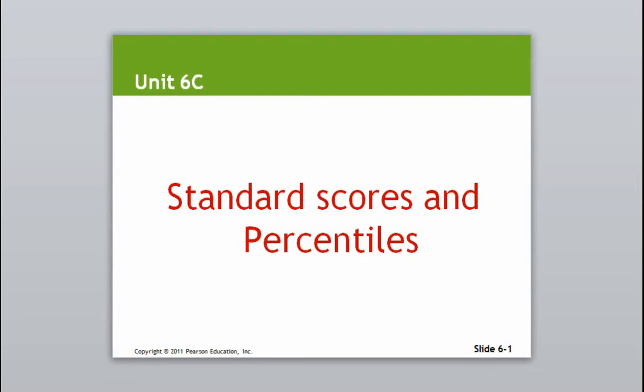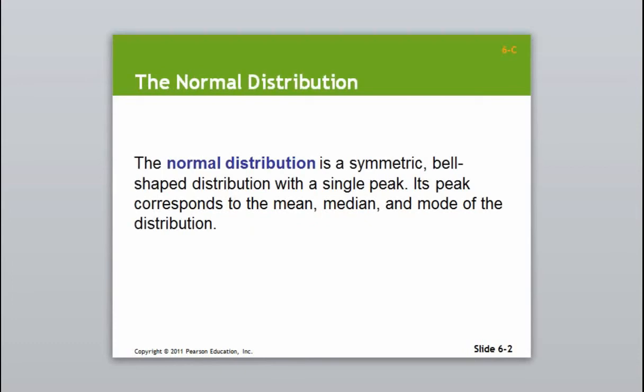In this video, we're going to talk about section 6C, specifically about standard scores and percentiles. But before we can get to standard scores and percentiles, we need to talk about the normal distribution. The normal distribution is a way to describe the spread of data, and it is probably the most common type of data spread that you'll see in real life.